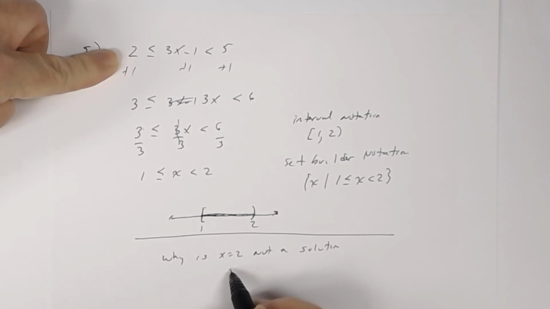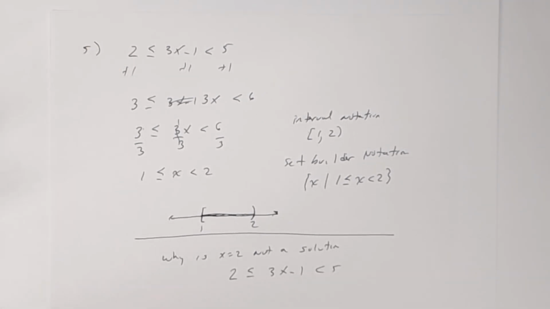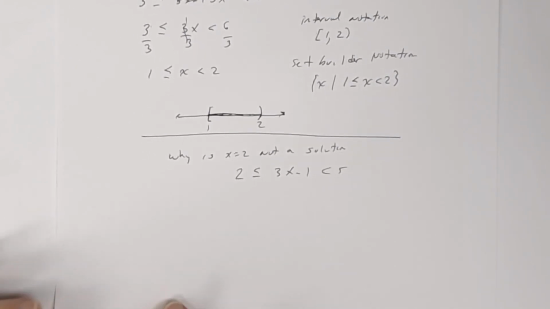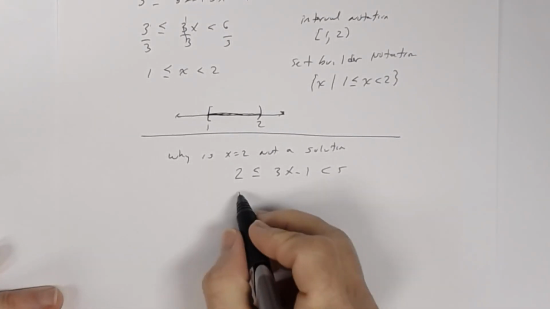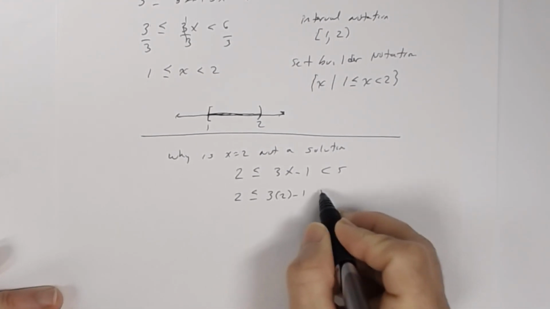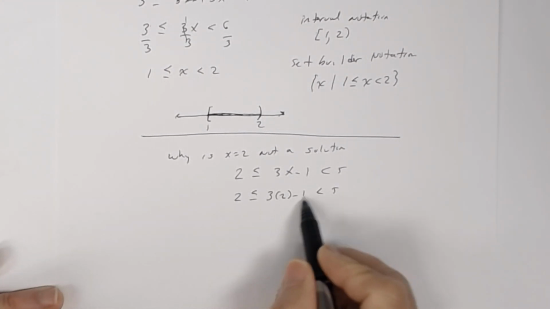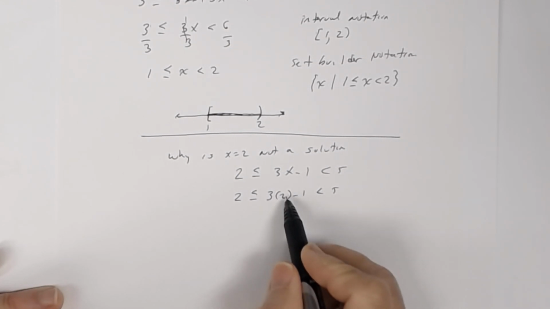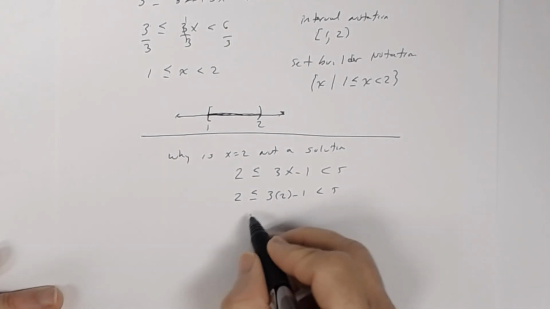So go back to the original. We're going to write the original problem over. 2 is less than or equal to 3x minus 1 is less than 5. So wherever I see the variable x, I'm going to substitute 2. So I get 2 is less than or equal to 3 times 2 minus 1 is less than 5. So let's simplify the middle part. 3 times 2 is 6. 6 minus 1 is 5.